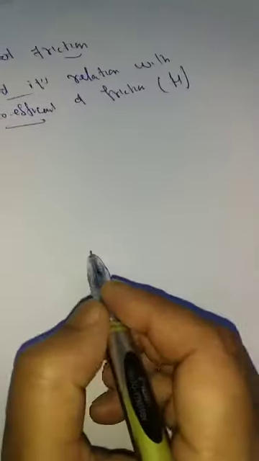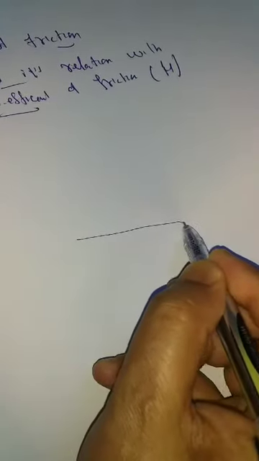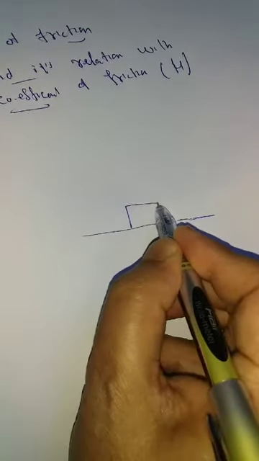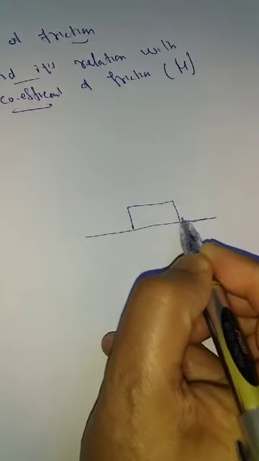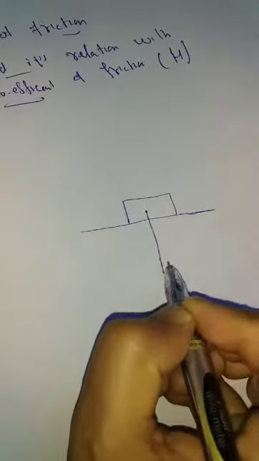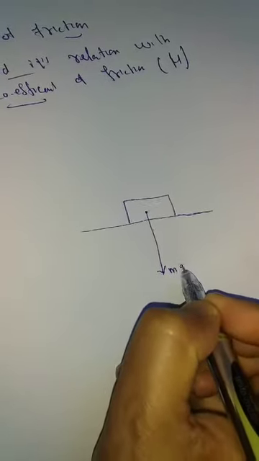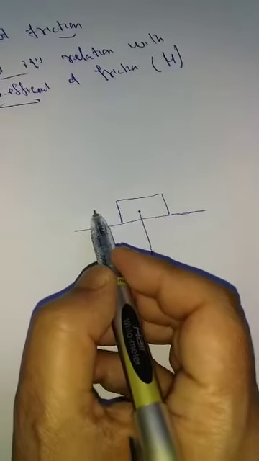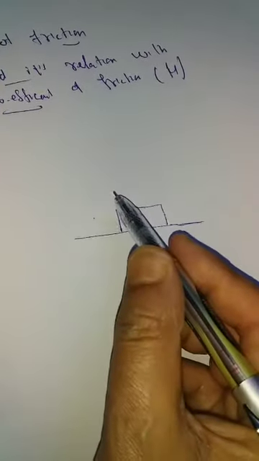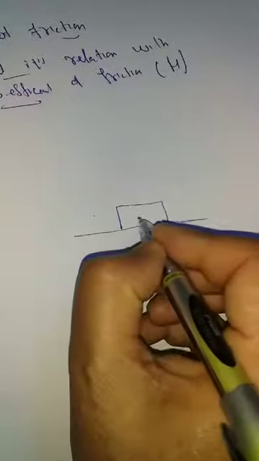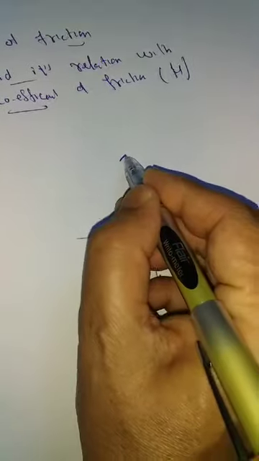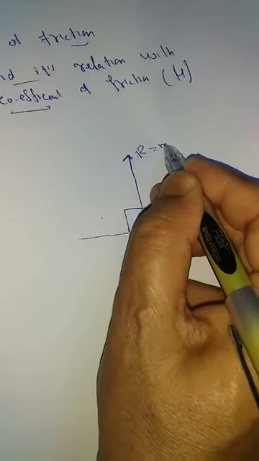If you remember the previous class, suppose this is a table or a bench. If we keep a load here, the weight of the body acts downwards. This is body one, this is body two. Body two presses in the upward direction, which is called the reaction force, or normal reaction. I have already discussed this. The normal reaction R is equal to the weight, R equals mg.